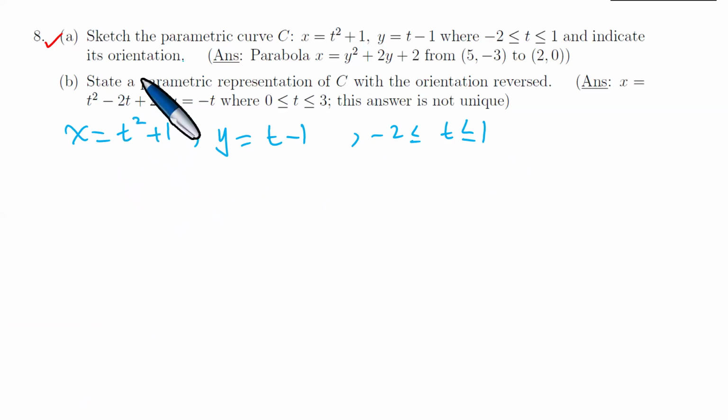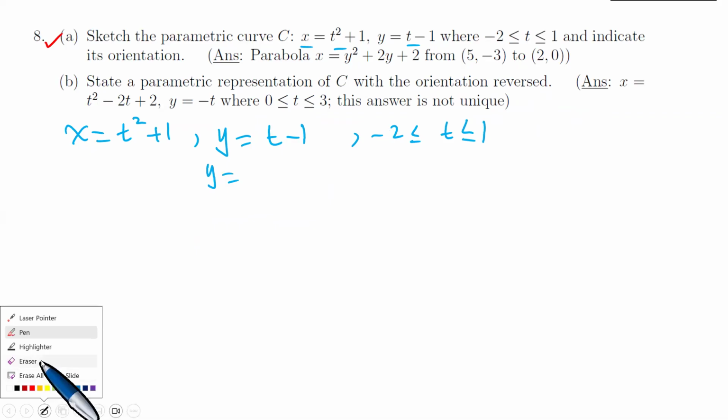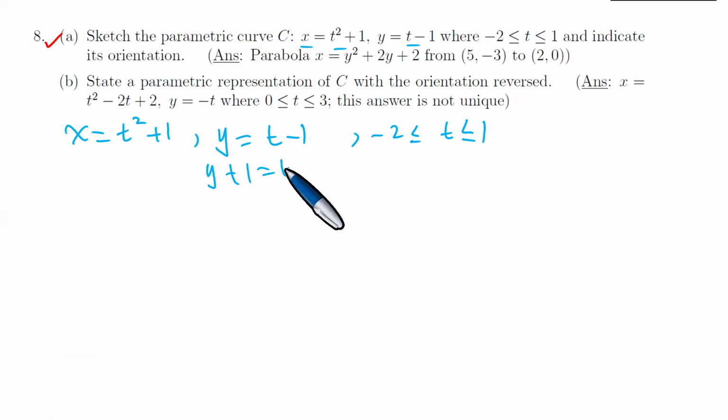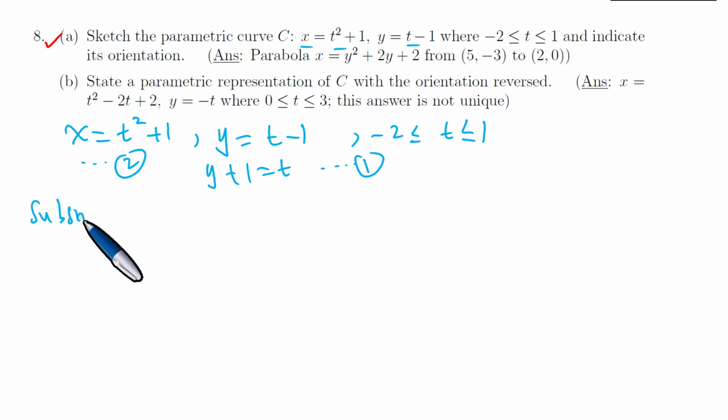So now, sketch the parametric curve, this one, and indicate its orientation. So to sketch it, you need to do a substitution and just eliminate t. How do you eliminate t? Doesn't matter the algebra you do, but you need to eliminate t. But from this, you can see that, for instance, y plus 1 is equal to t. Call this one equation 1 and call this one equation 2. Then you substitute.